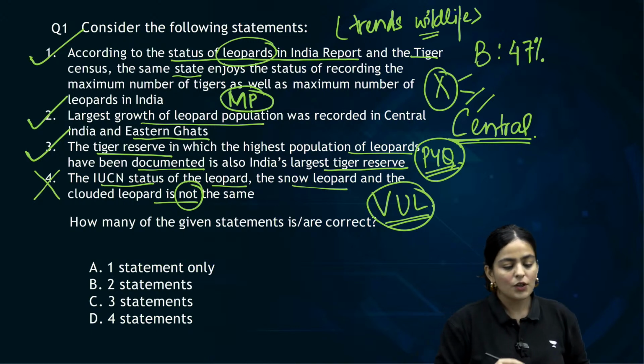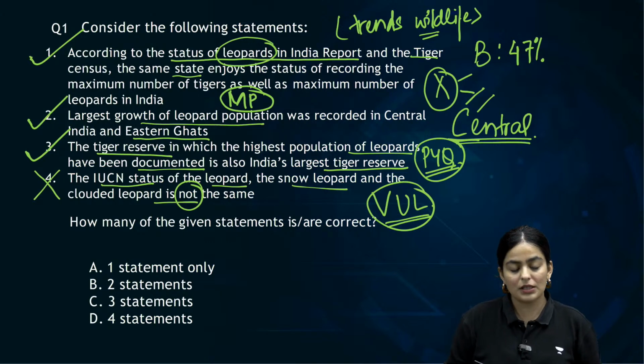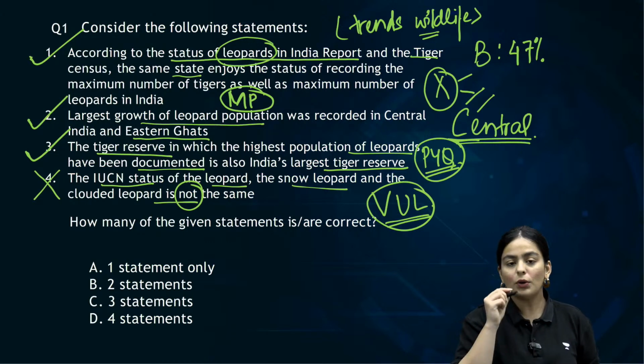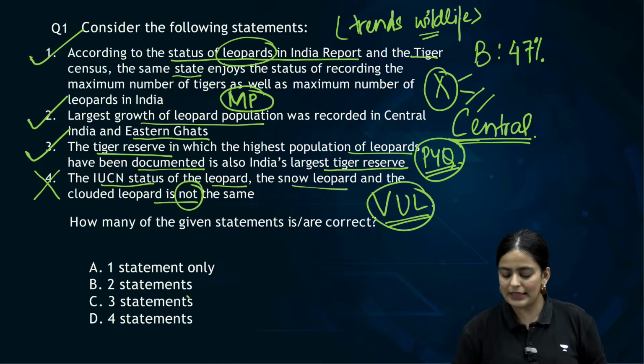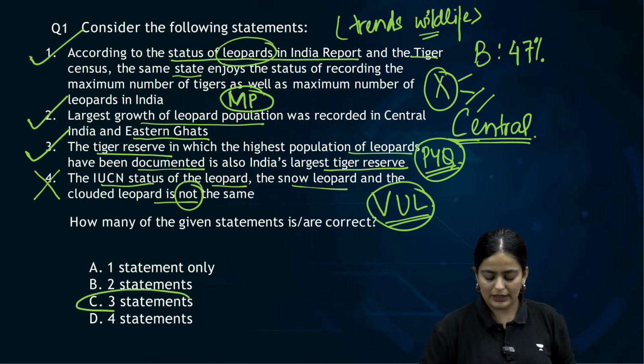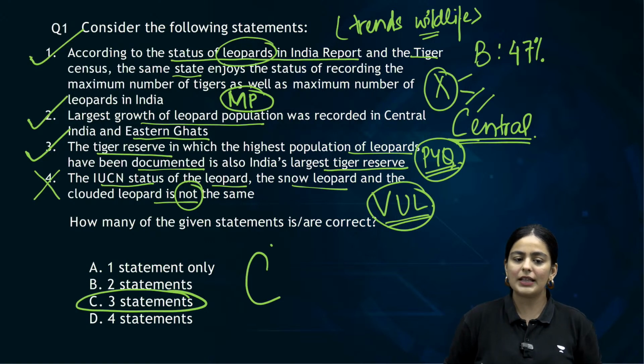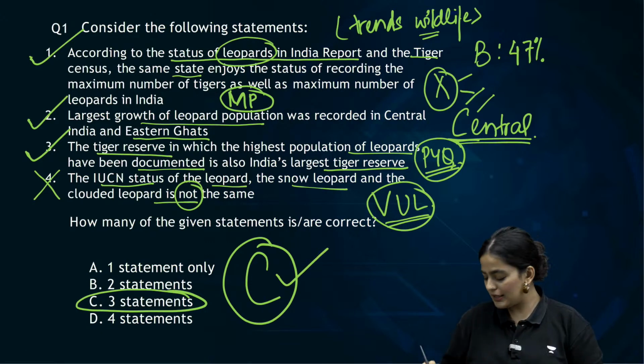Clear about this? So out of the 4 given statements, 3 are correct and only 1 statement is incorrect, making C our answer. Is this clear? Very quick points we will revise in the form of the leopard status report.